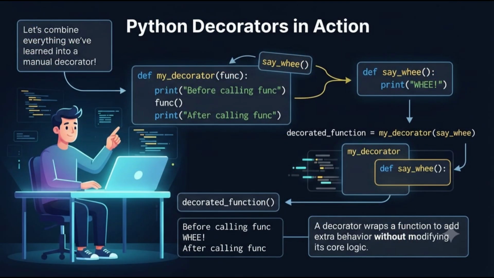Let's combine everything we've learned into a manual decorator. A decorator is simply a function that takes another function as an argument, wraps it inside an inner function with extra behavior, and returns that inner function. Let's write a simple decorator called my_decorator that prints a message before and after calling our target function. We'll pass say_hello into it manually to see how it works step by step.